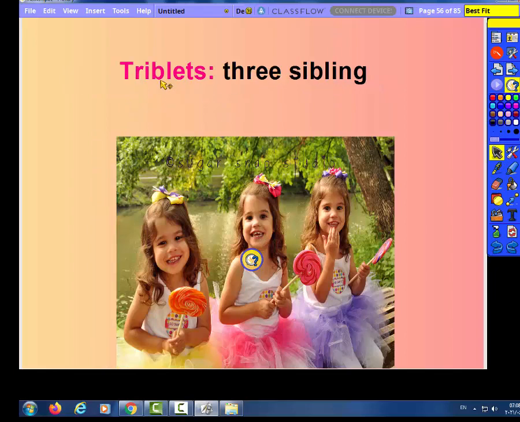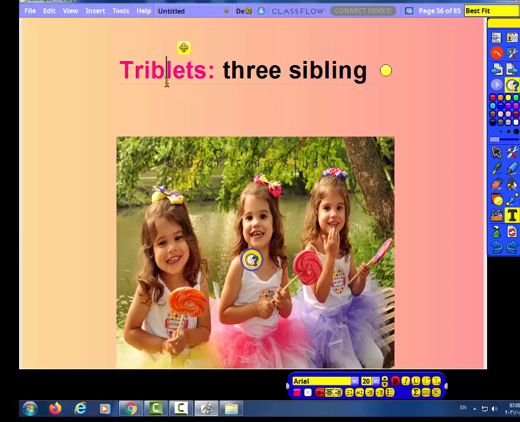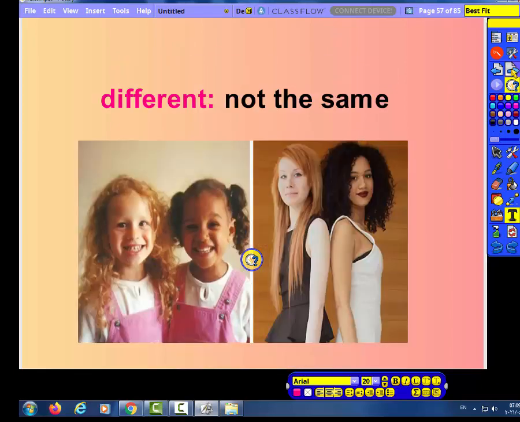Triplets. Triplets, letter B, like this. We have to write letter B. Yes. Triplets mean 3 children are born at the same time from the same parents.